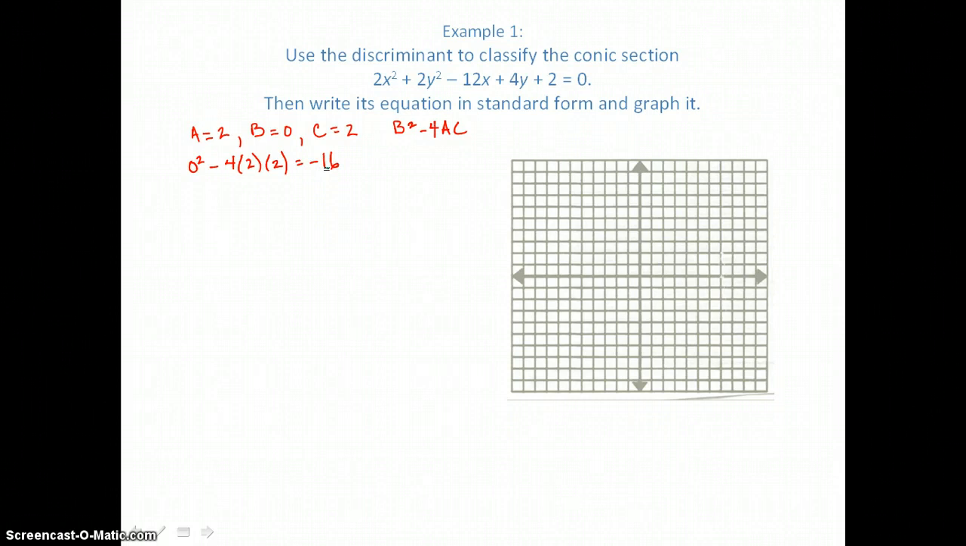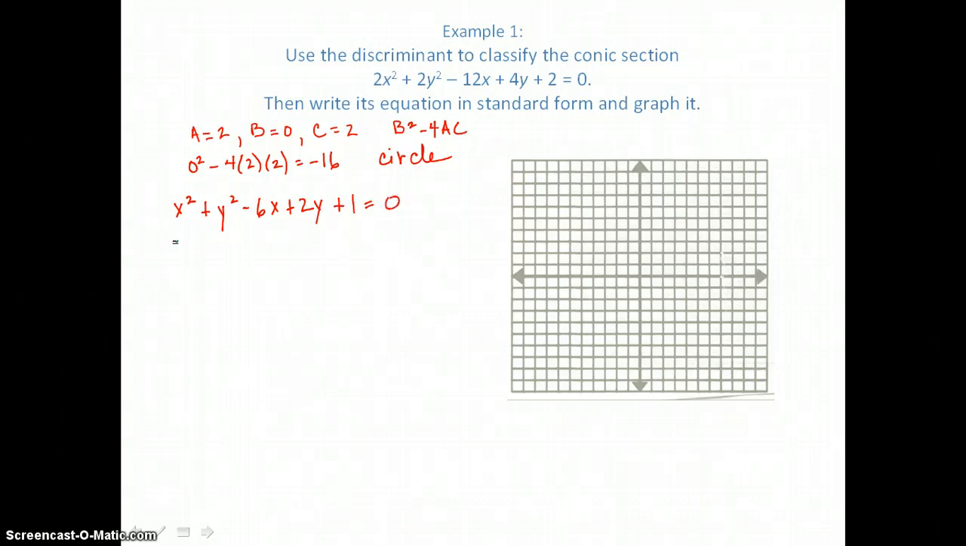Now because the discriminant's negative, b equals 0, and a and c are equal to one another, we know that this is a circle that we're graphing. So we'll get the equation in standard form. I need 1x squared and 1y squared to complete the square on x and y. So I'm going to start by dividing every term in this equation by 2. So I'll get x squared plus y squared minus 6x plus 2y plus 1 equals 0.